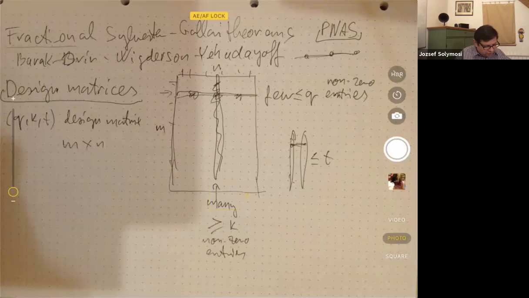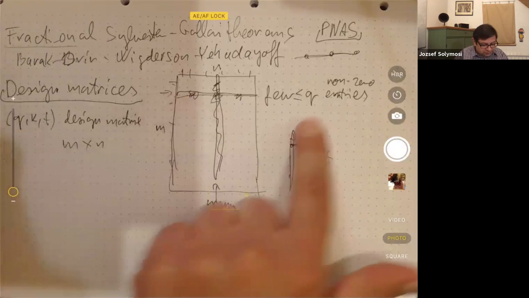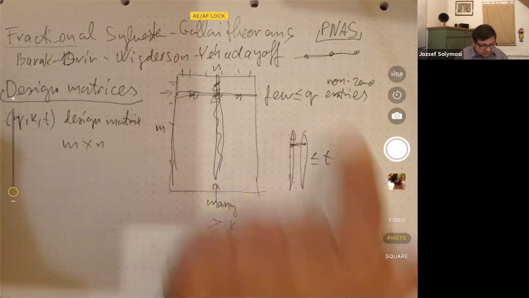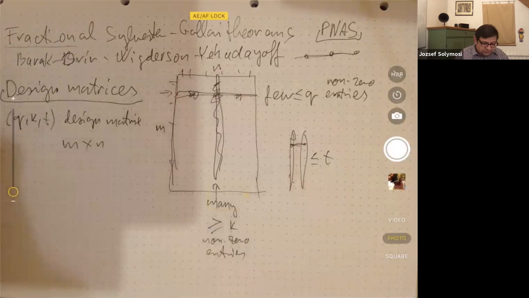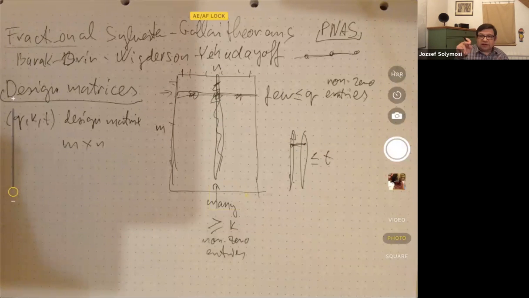This is the definition. Is it clear what a QKT design matrix is? A QKT design matrix has three parameters. No row contains more than q non-zero entries. Every column has at least k entries. And if you take any pair of columns, you don't have more than t positions where both are non-zero. Okay.